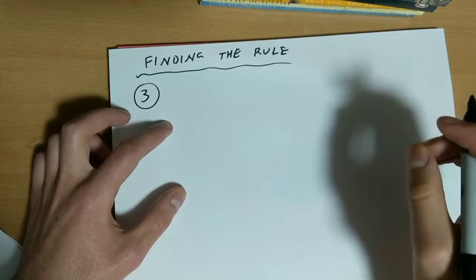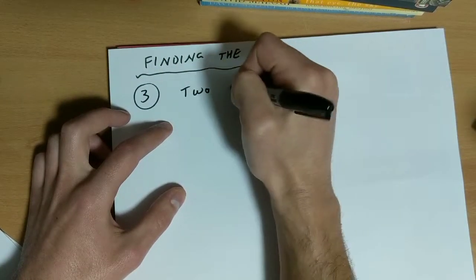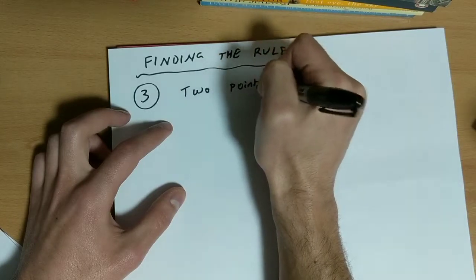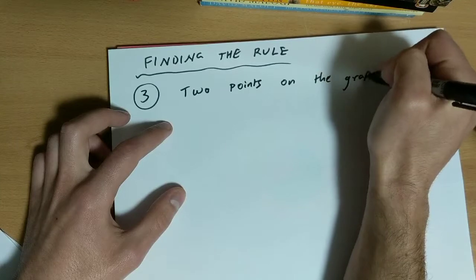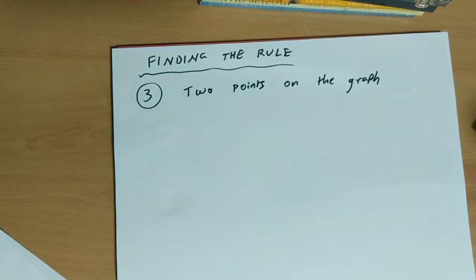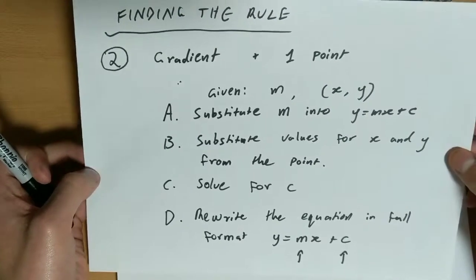And that is, I'm going to find the rule when all I have is 2 points on the graph. I've got 2 points on there, that's all I've got, and I'm going to use that to find my whole equation of y equals mx plus c. The steps that I'm going to follow to do this are very similar to the ones that we did last time. So it's almost identical to these steps, except that there's an extra one.